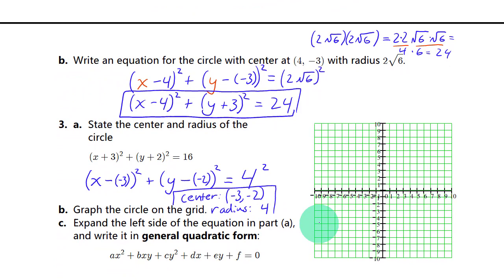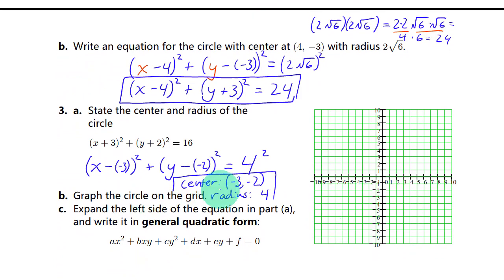All right, so let's graph the circle on the grid. So let's see, -3 is here, -3, -2 is right here. That's the center, and we're going to go 4 units in any direction. So if you go 4 units up from a y coordinate of -2, that's going to take you up to a y coordinate of 2 there. Or you could go straight down from -2 down to -6, 4 units.